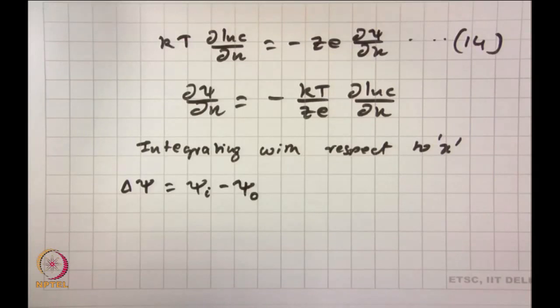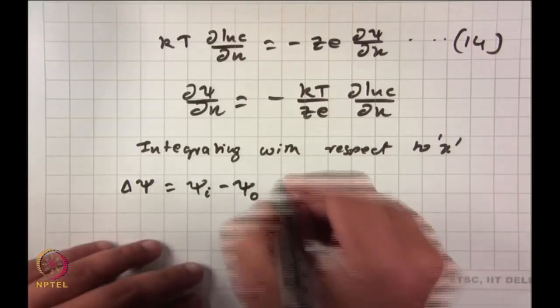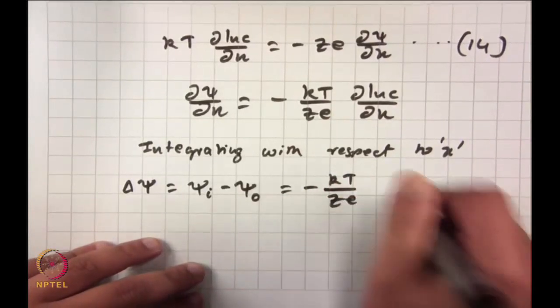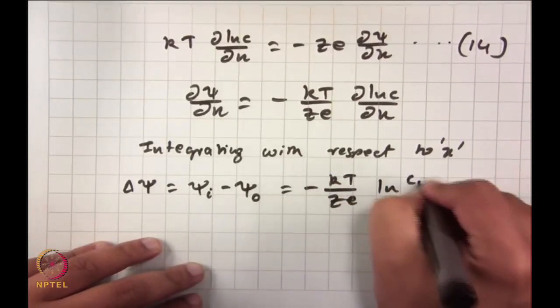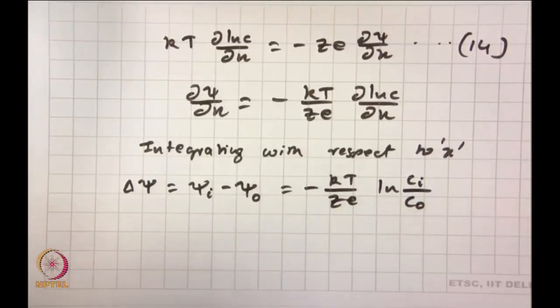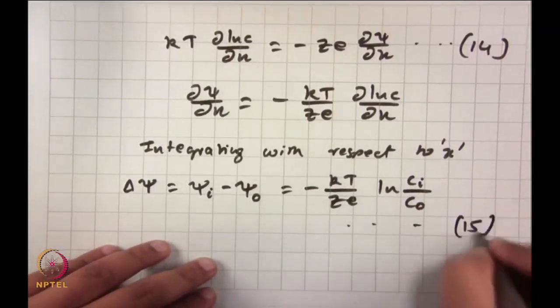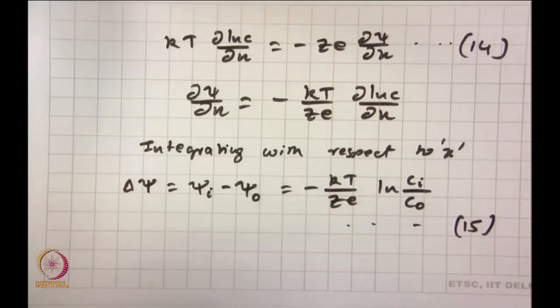I refers to inside, O refers to outside, that means inside the cell, outside the cell, like that, right. So, this would be equal to minus kT over ze, I can write ln c_I over c_O, and let this be equation 15. So, exactly the same thing what we had before.